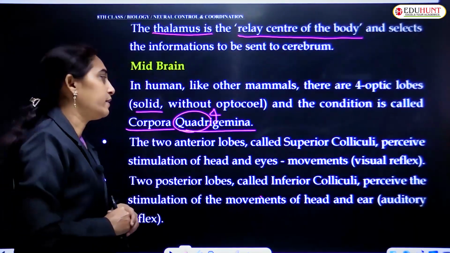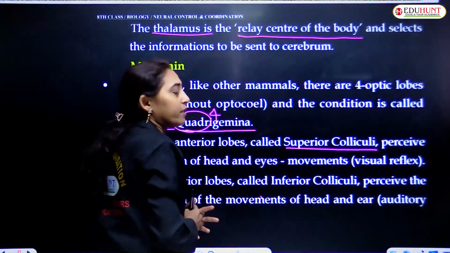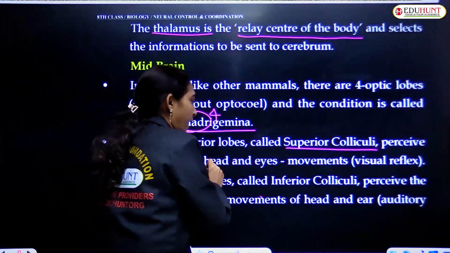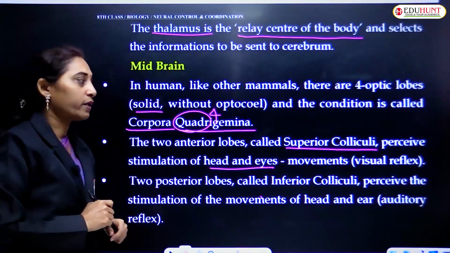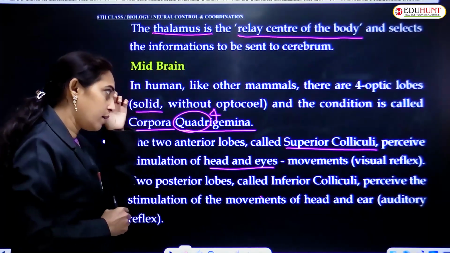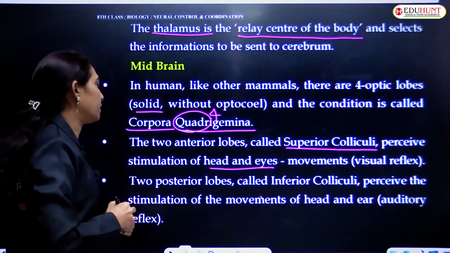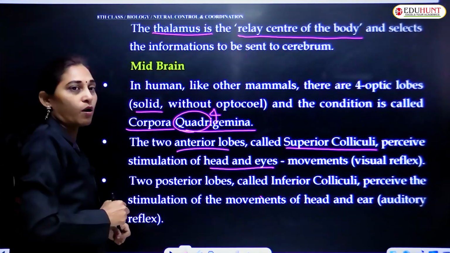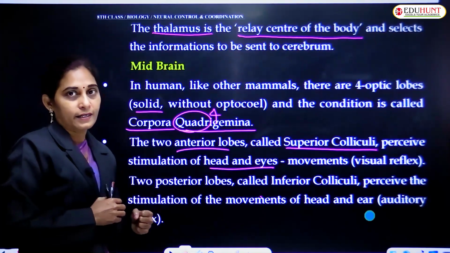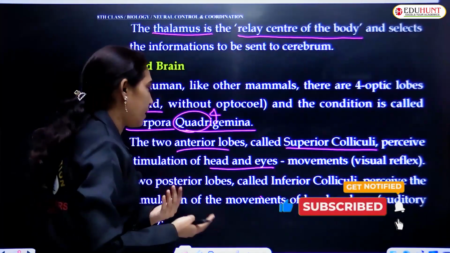These are solid structures, and the 2 anterior lobes are called superior colliculi. They perceive the stimulation of head and eyes movements, like visual reflexes, like movement of eyes. This is under the control of these anterior lobes called superior colliculi.